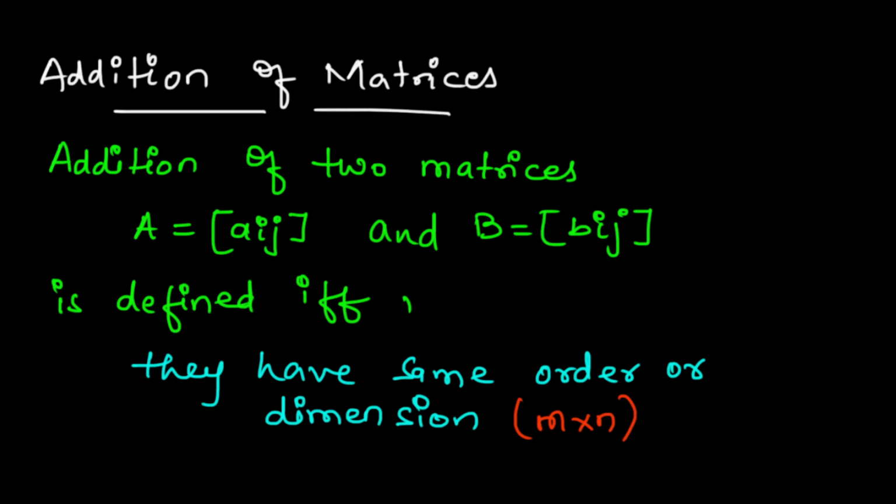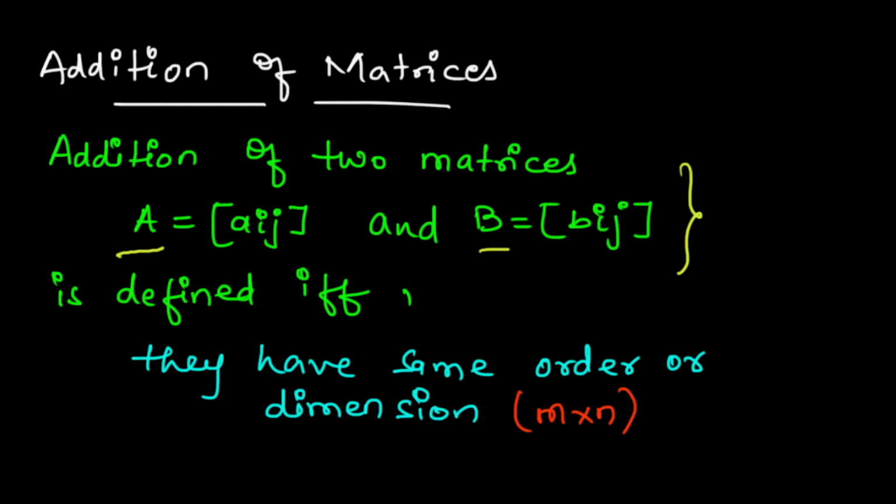Hi, in this lecture let's talk about addition and subtraction of matrices. Addition of two matrices A and B is defined, or compatible, if and only if they have the same order. So the order of both A and B has to be the same. We saw the same case in the equality of two matrices, where the dimensions of both matrices have to be equal. So also for addition, the dimensions have to be the same.